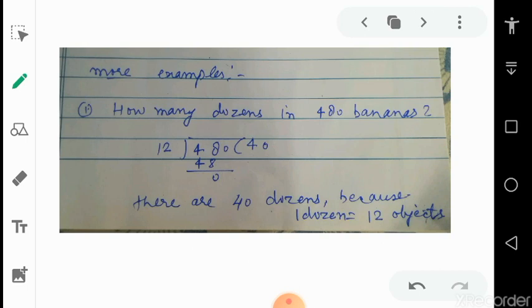Remember, if you convert something into dozens, you will divide by 12 only. Only by 12, nothing else. So after dividing, this is the remainder and this is our quotient. Hence there are 40 dozens of bananas.